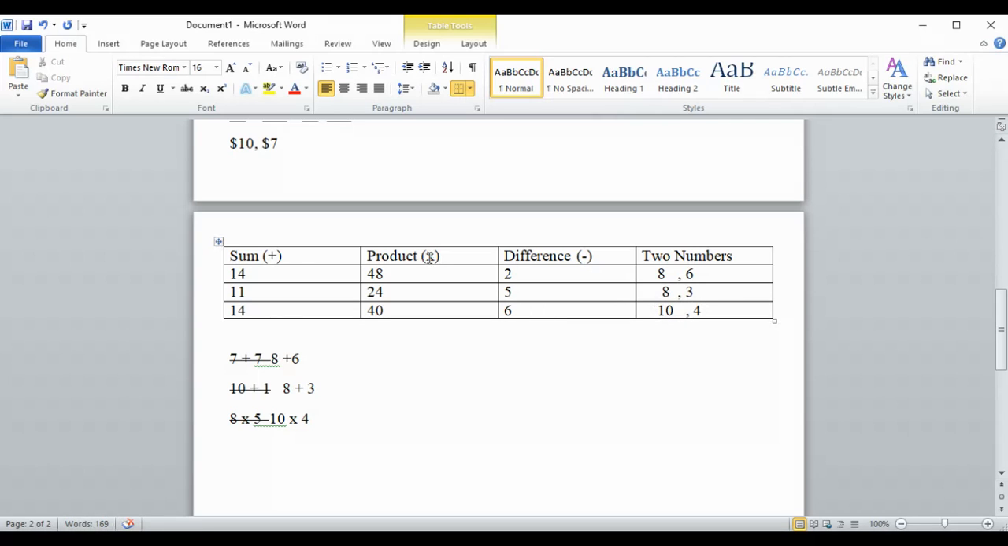So that's how you solve these types of problems. So I hope that's helpful. And it just takes a little bit of thinking, a little bit of guessing and checking. So good luck.